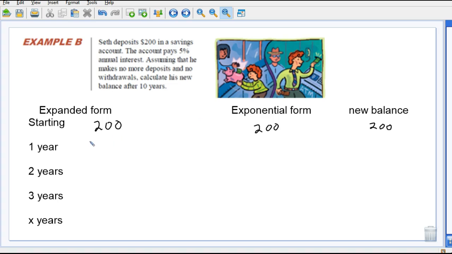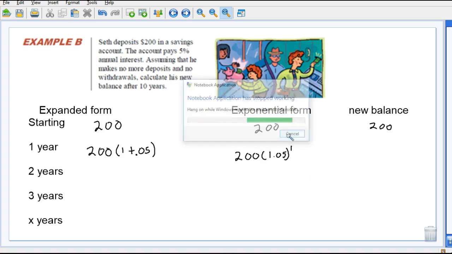All right, so next we're going to do 1 year. So expanded form means, how much is he going to increase his money? Well, he's increasing by 5%. So we're going to start off, he gets all 200 back, and this is going to be 1 plus 0.05, right? Because he just added 5%, so we could go ahead and do that whole thing. If I write this in exponential form, that's going to be 200 times 1.05, and how many times am I multiplying 1.05? Just 1 time. Okay?